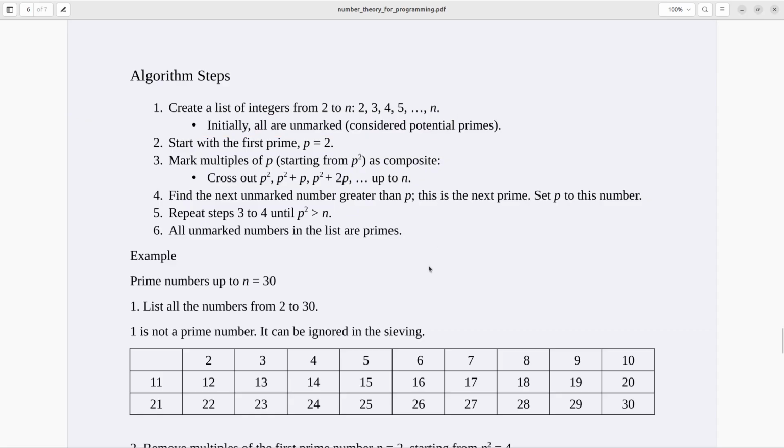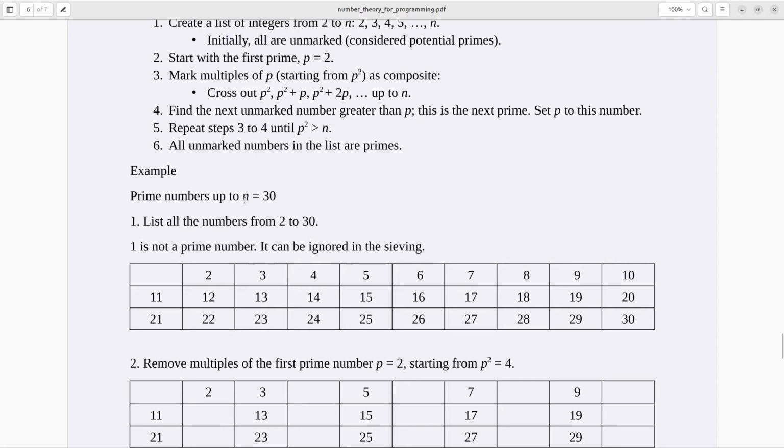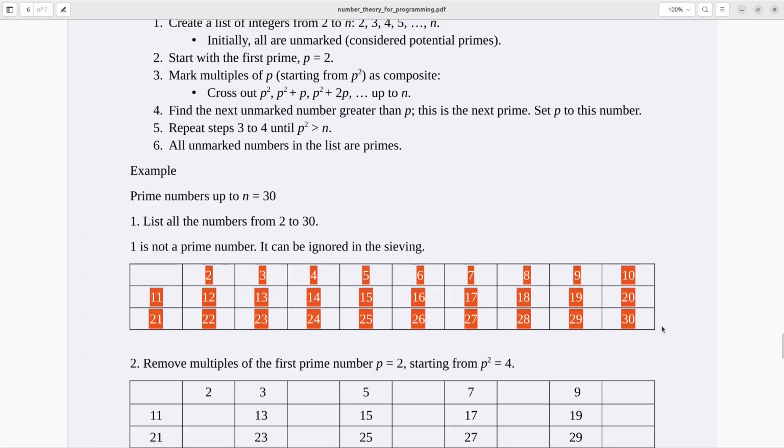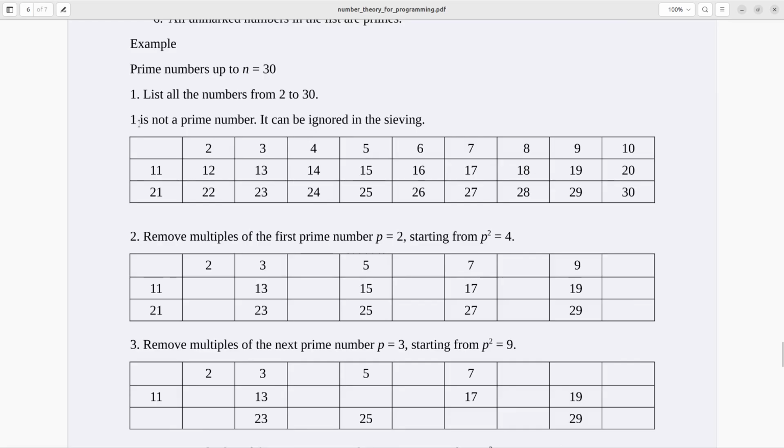Okay, so let us see this example. I want to find the prime numbers up to 30. Okay, so n is 30. I just list out all the numbers from 2 to 30 in the first step. Okay, and then of course 1 is not a prime number. It can be ignored in the sieving process. That's why this box is empty.